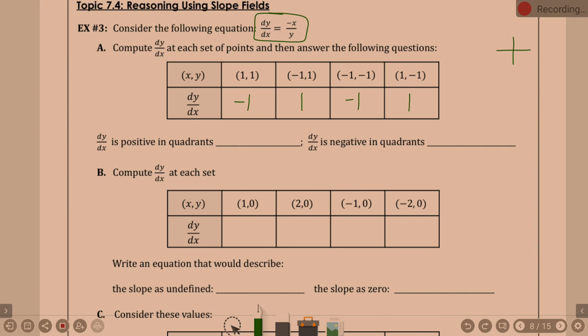Quadrants 1, 2, 3, 4 go along with "all students take calculus," right? So what quadrant is (1, 1) in? Quadrant 1. (Negative 1, 1) is in 2. (Negative 1, negative 1) is in 3. And (1, negative 1) is in 4. Are you guys with us now? Because that's the part that takes a moment, isn't it? So dy/dx is positive in quadrants 2 and 4.